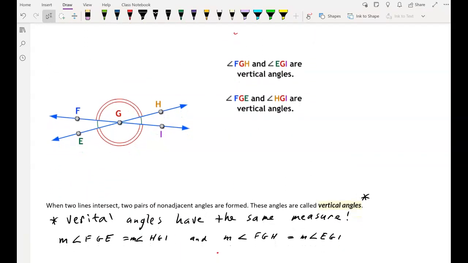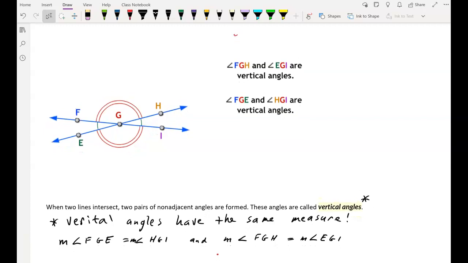Now, when lines intersect, there are two pairs of non-adjacent angles that are formed, and these are called vertical angles. Vertical angles. So, this one here, FGH and EGI, are vertical angles. And FGE and HGI, those angles are also vertical angles.